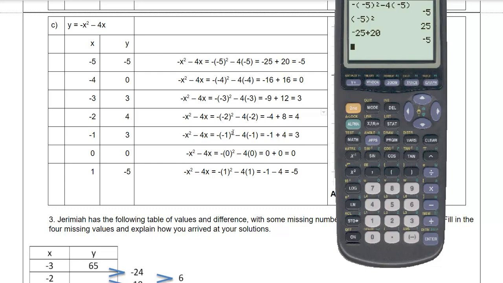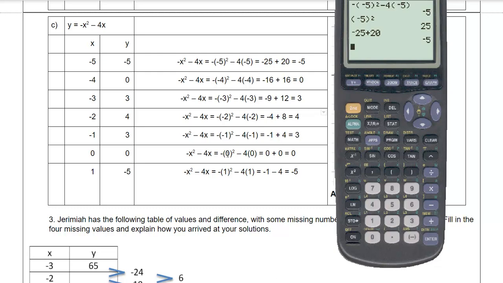And then, you see, you start getting numbers to repeat again. So when we put the -1 in, -1 squared is 1. And then that makes it -1. So we have -1 here. -4 times the -1 we put in, that's a 4. So -1 plus 3 is 3. So notice we're getting the same y value again.